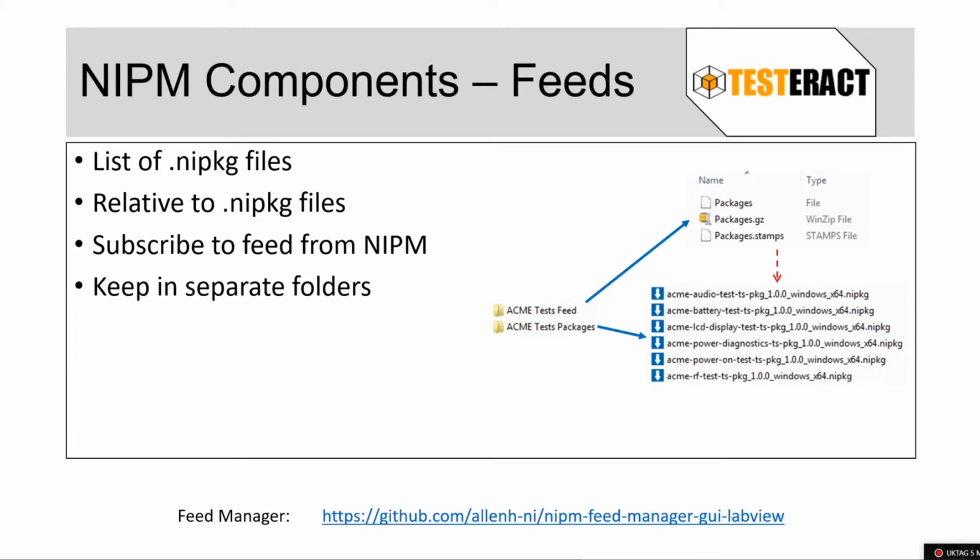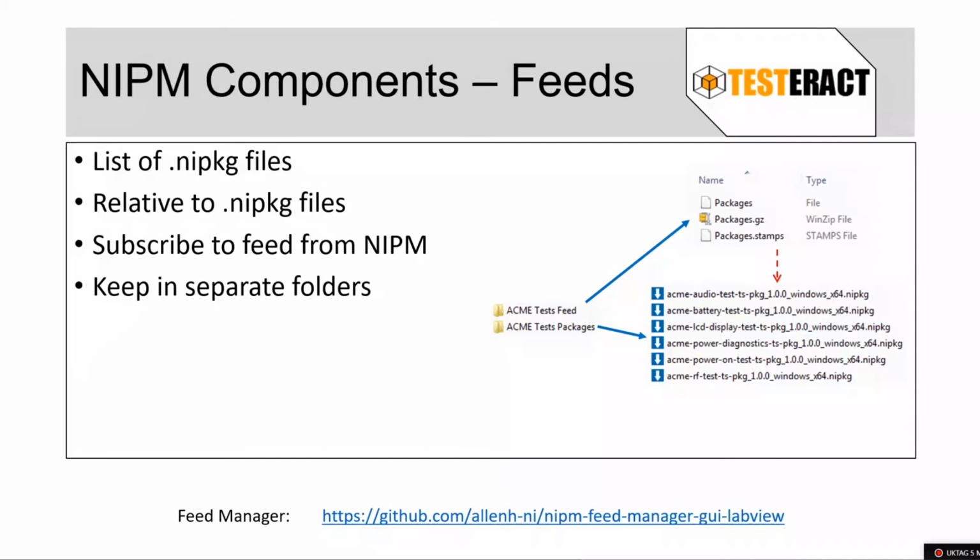Then the next component that I'm going to cover is feeds. Feeds are basically these three files on the top right here: the Packages file, the Packages.gz, and the Packages.stamps. The Packages file is really the one that is basically a list of packages to install. A feed, contrary to popular belief, does not contain any packages. All it is is a pointer to a bunch of NIPKG files.